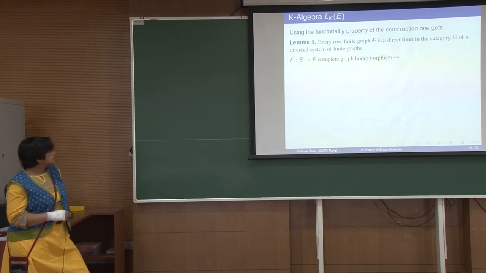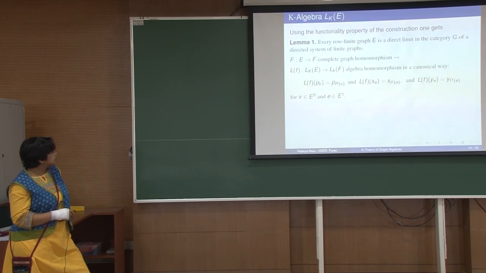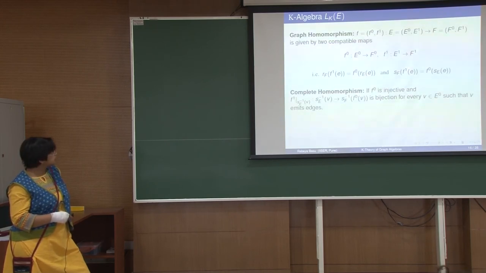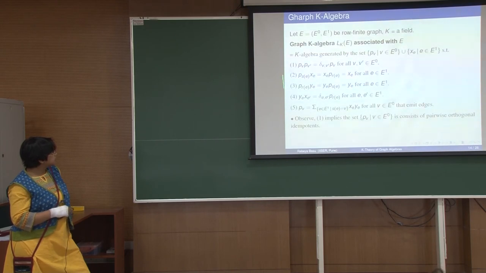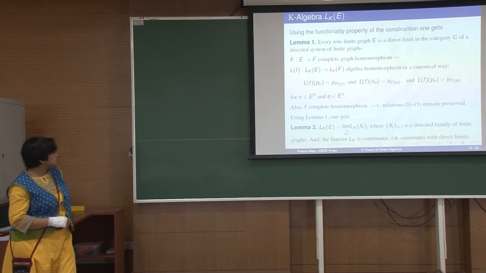So let f be a complete homomorphism. It induces a homomorphism at the Leavitt path level, and we get L_f from L_K(E) to L_K(F) in a canonical way. Again we have these compatibility relations, and you can draw the square diagram, which is commutative. f is a complete homomorphism if and only if relations 1 to 5 remain preserved. You see, these five relations defining the graph algebra need to be preserved, and because of that you need a complete homomorphism. Our next result is Lemma 2, which says that L_K(E) is the direct limit of L_K(X_i), where X_i is a directed family of finite graphs and the functor L_K is continuous, that is, it commutes with direct limits.